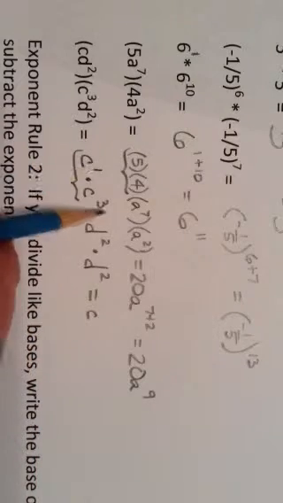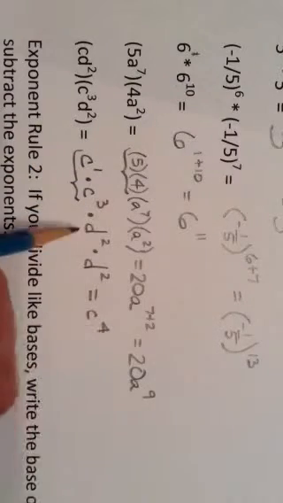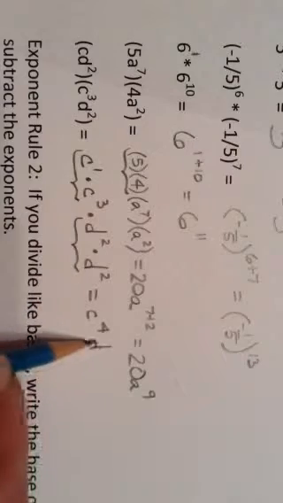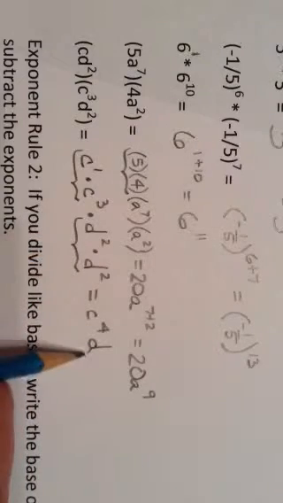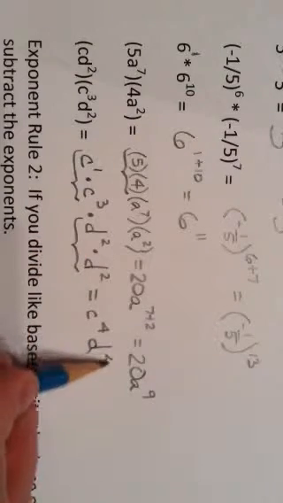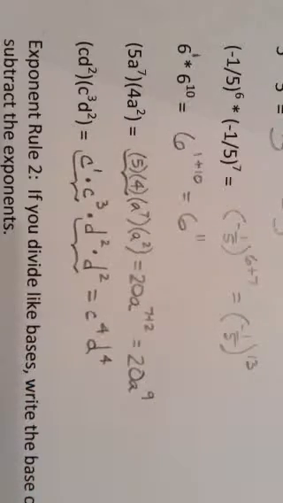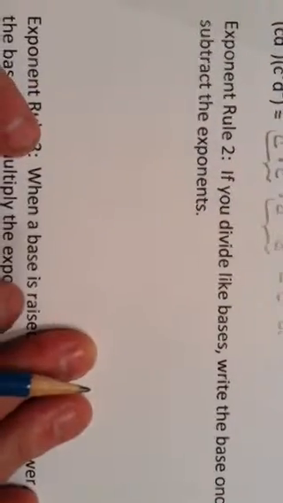You add the exponents. 1 plus 3 is 4. Do the same thing over here. D, write it down once. 2 plus 2 is also 4. That's it. Final answer.